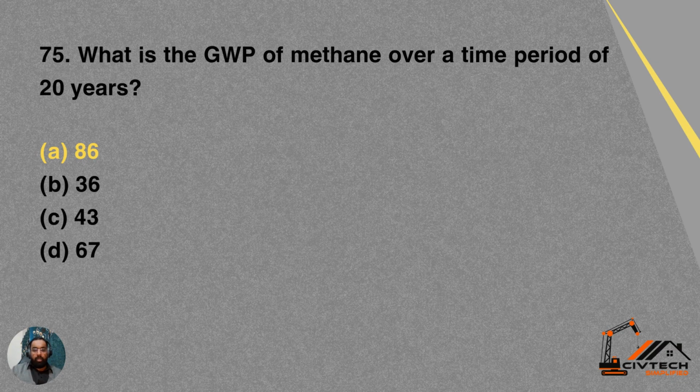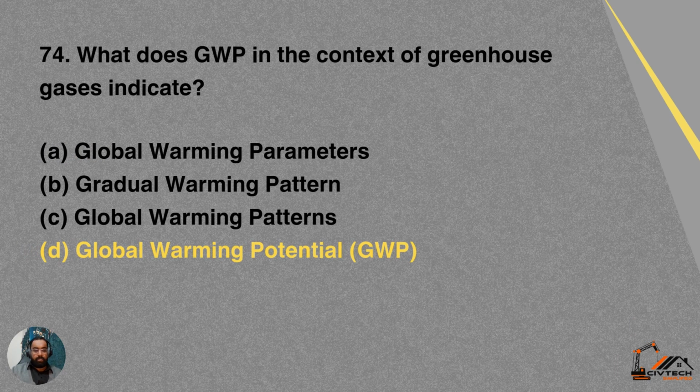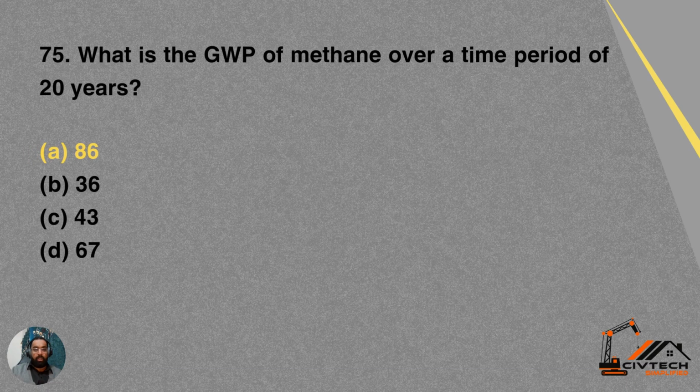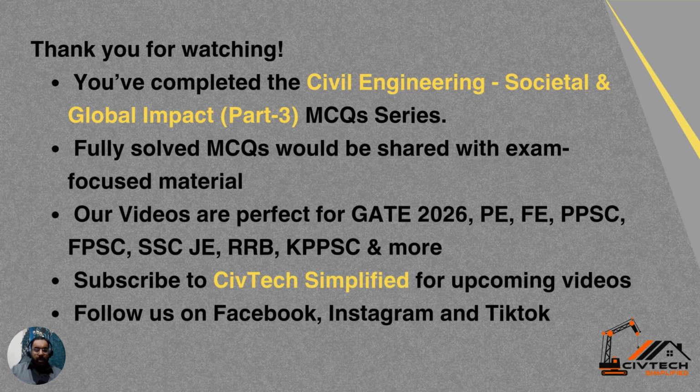Question 75 and the last question for this third part. What is the GWP of methane over a time period of 20 years? GWP we already discussed, it's global warming potential. So, what is the global warming potential of methane gas over the time period of 20 years? Option A 86, option B 36, option C 43, option D 67. So, for methane, it's 86. A is the correct answer for this question.